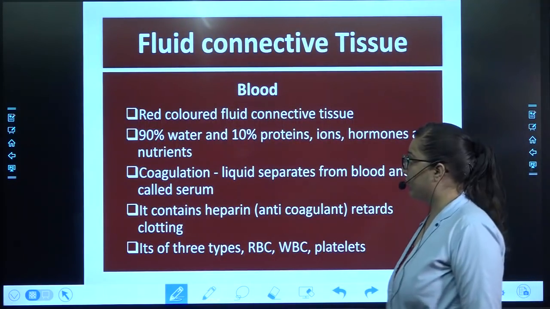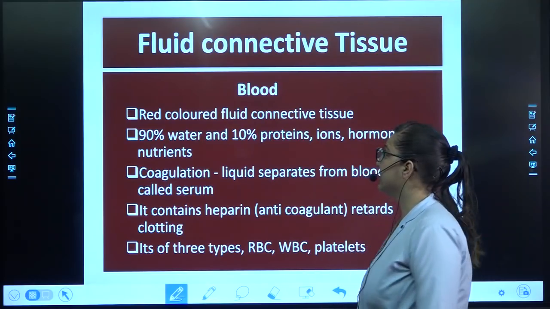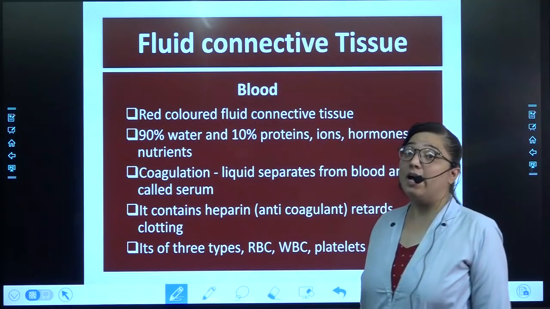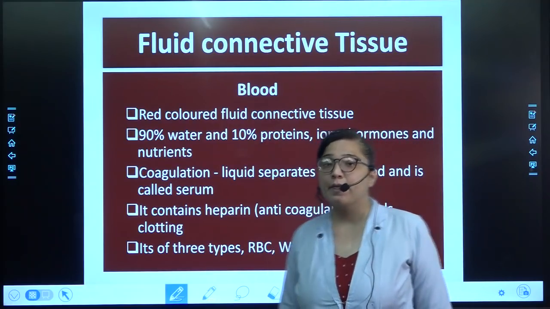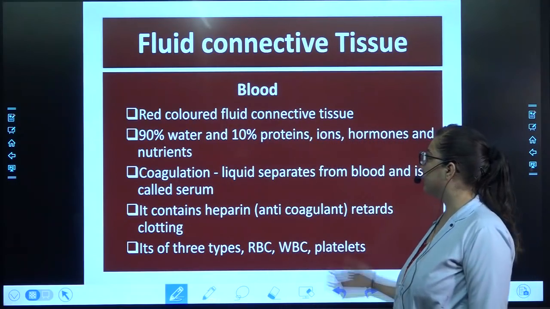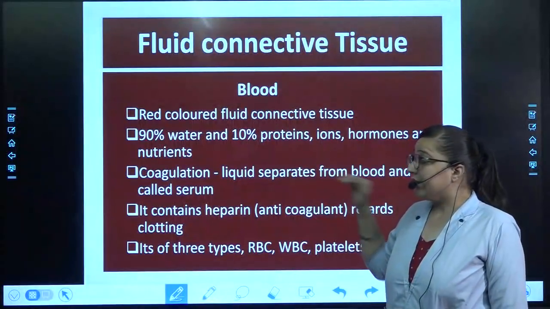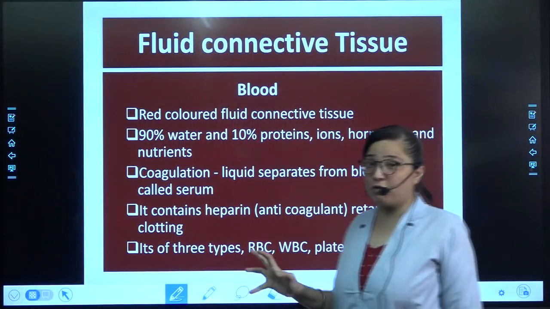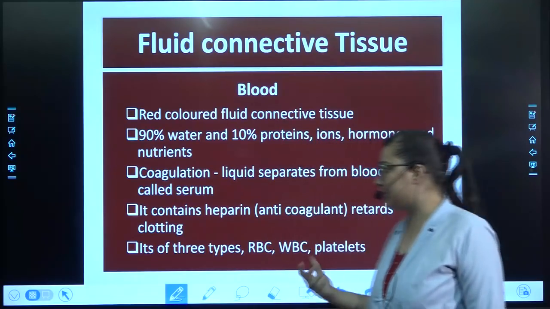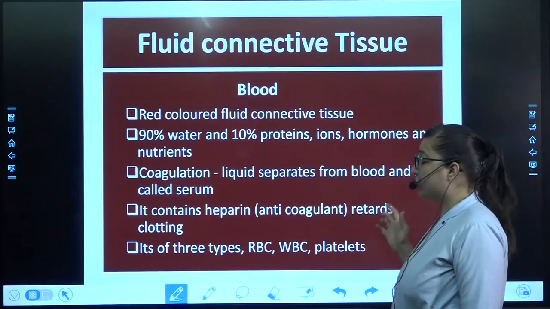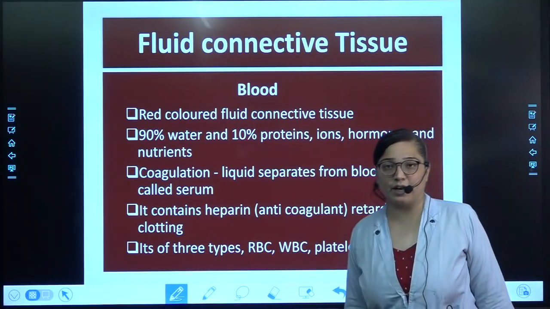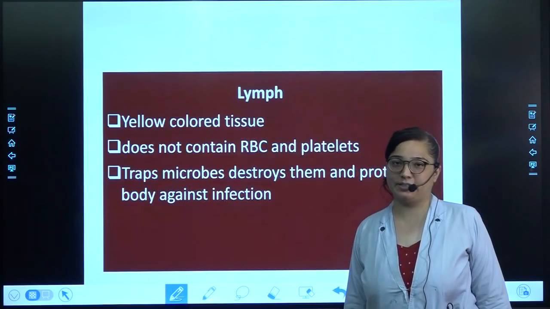Then the fluid connective tissue, which is blood. Blood is a red colored fluid connective tissue. It contains 90% of water and 10% of other things, that is ions, hormones, proteins and nutrients. Whenever the liquid content is removed from the blood, what is it called? Serum. It contains heparin, which retards clotting, and the blood cells are of 3 types, that is RBC, WBC and platelets.